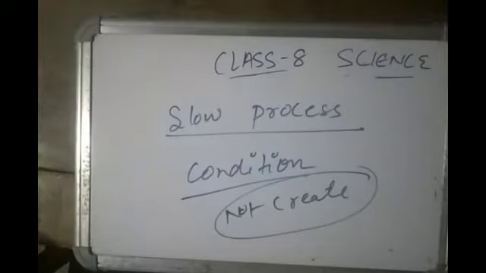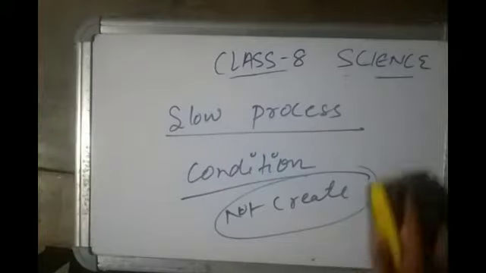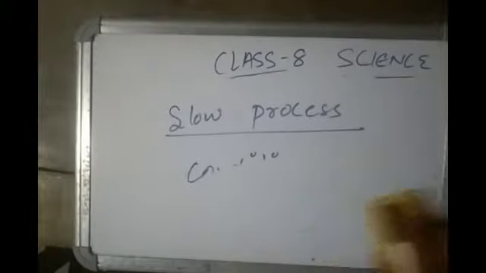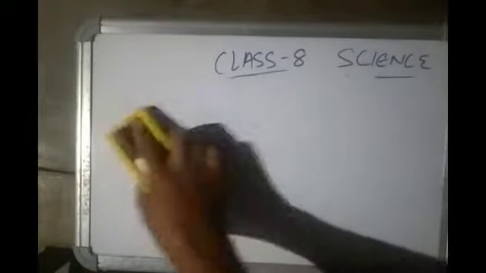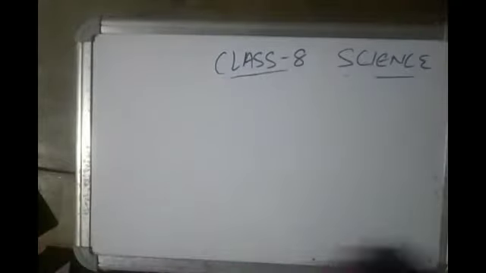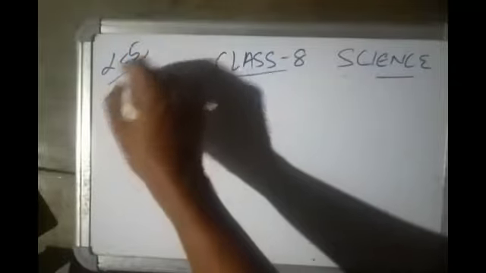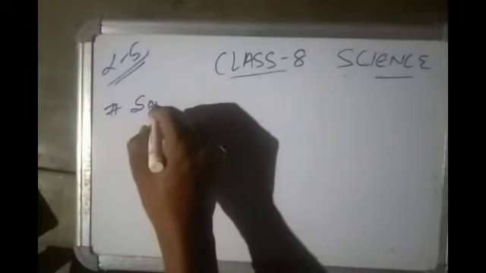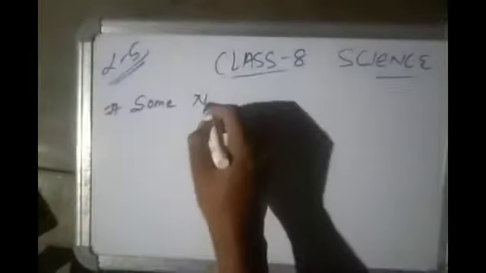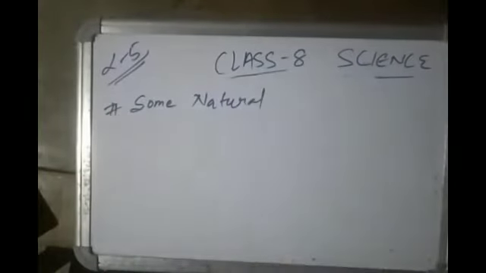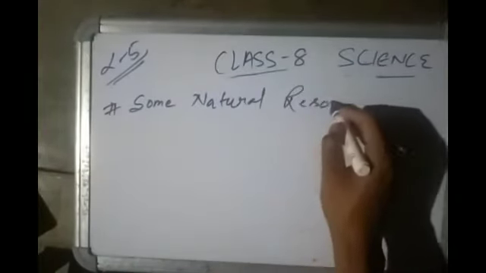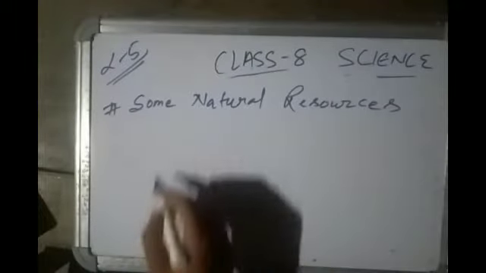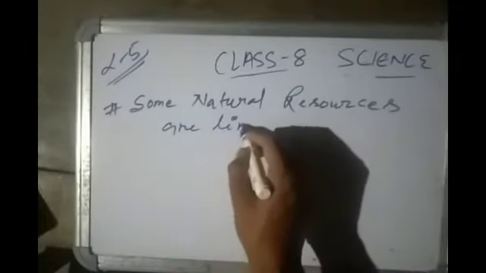So next is: some natural resources are limited. This is the last topic of today's lecture and the last topic of lesson number 5, which is a continuation of the lesson.